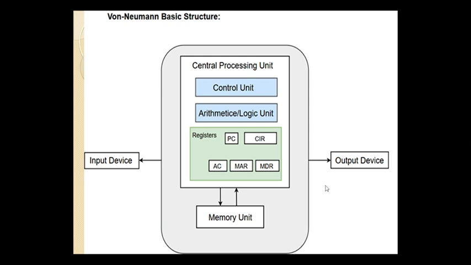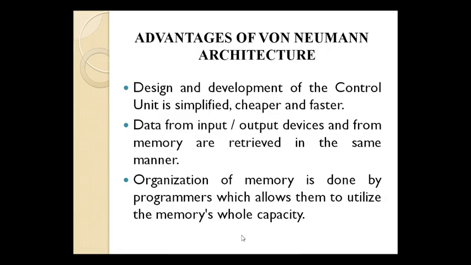As you can see, input devices are connected to CPU through a bus and CPU is connected to output devices through again a bus. So this is our von Neumann architecture. So basically, von Neumann architecture is a stored program in which data and program reside in the same memory unit. So there is a single memory unit in von Neumann architecture.